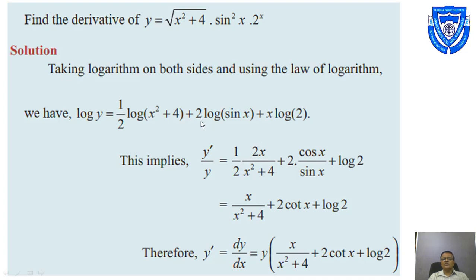Then the derivative of log of sin x is 1 upon sin x into derivative of sin x. Derivative of sin x is cos x. Log 2 as it is, and derivative of x is 1. That's all. Just simplify this and get the answer. In simplification, we shift this y to the right side and write the value of y, the given expression, that will come here.